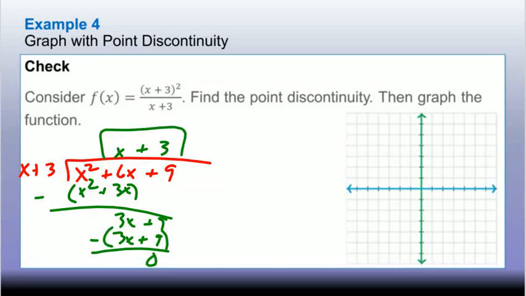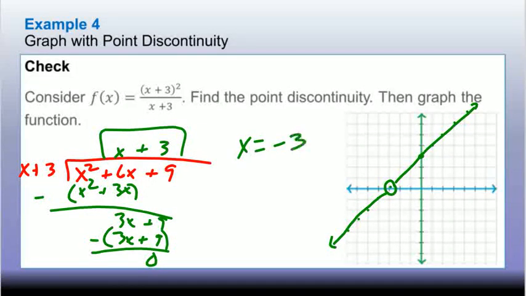Graph this one. The asymptote is at -3. So I'm going to put a point at +3. Slope of 1. So when x is -3, I have a hole here. And there would be my equation. And our point of discontinuity would be x equaling -3. That's our lesson on graphing rational functions.